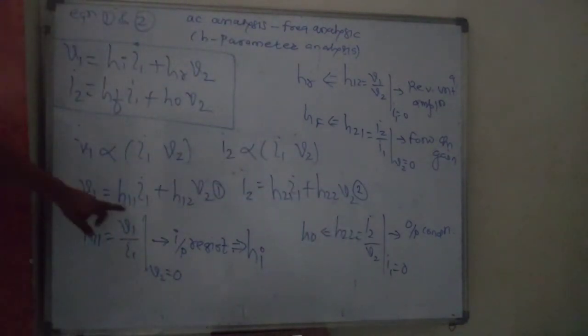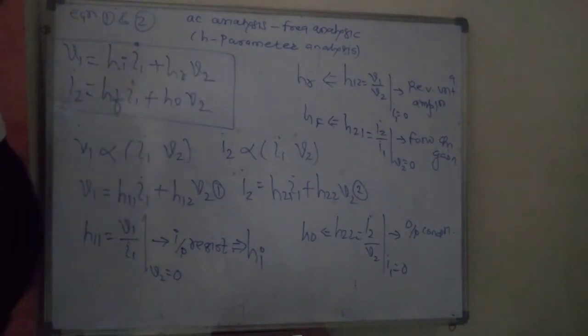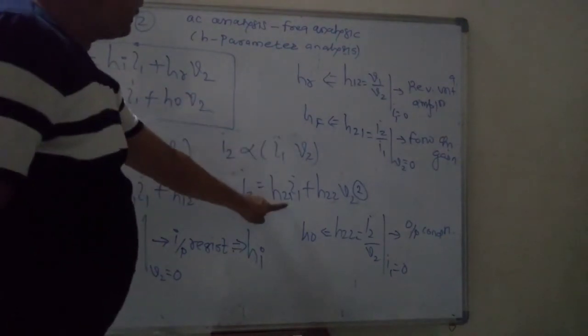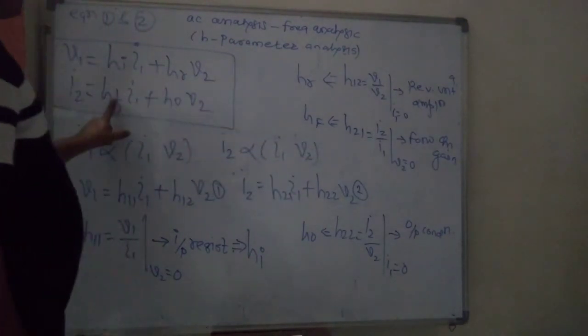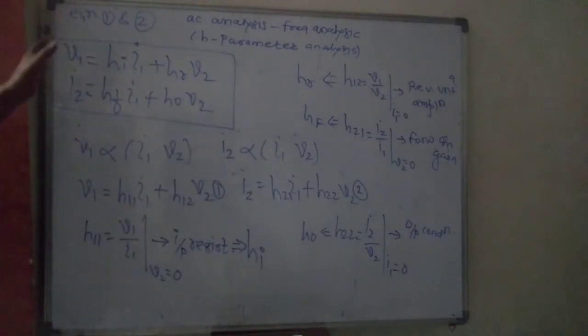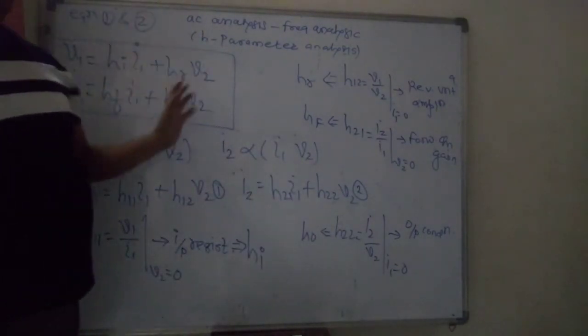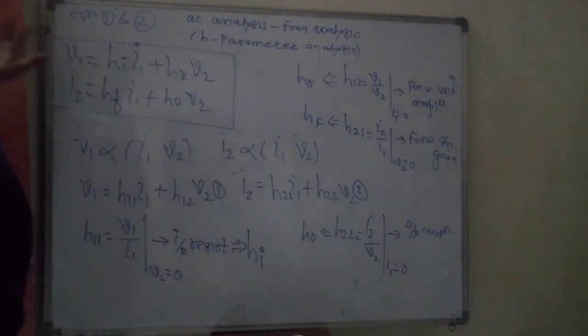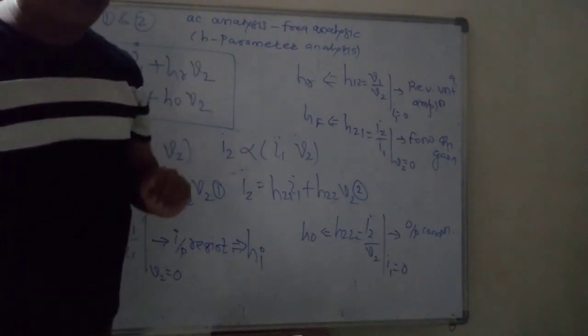So V1 is equal to HI I1 plus HR V2 and I2 is equal to, in place of H21 it is HF I1, in place of H22 it is HO V2. So these two are known as basic equations to define H parameters. Right? This is for general transistor.